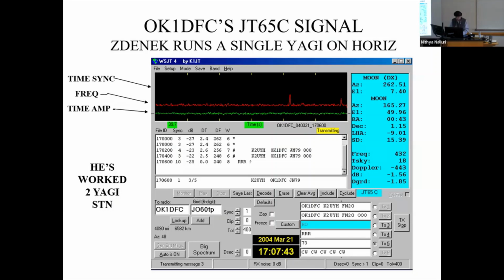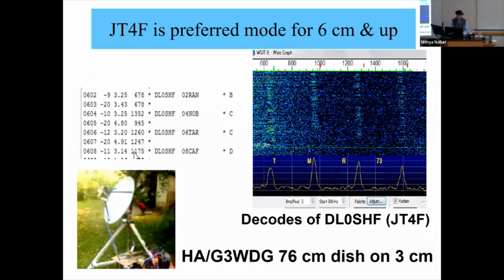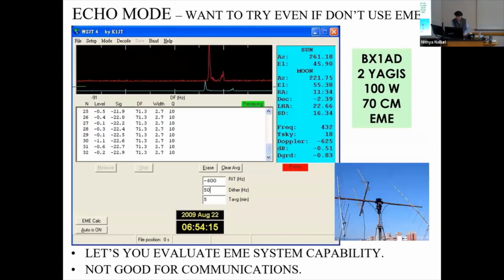And I'm just here getting into some of the practical aspects of operating digital, what the screen looks like, and the information you have, and that you can make this thing work. There are different technologies that are used depending on the frequency that you're operating at. And this is a mode that was developed for very, very high frequency, and it shows a signal from a station that I worked in Hungary using a 76 centimeter, so about 3/4 of a meter dish, on the 3 centimeter band.